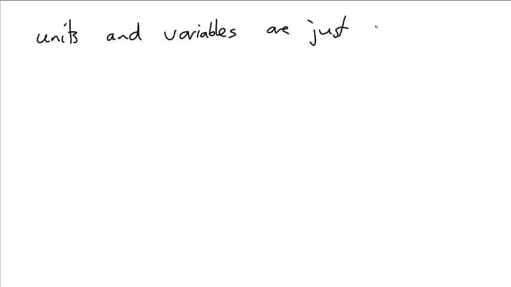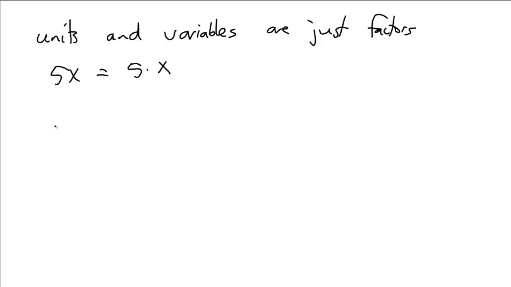Units and variables. This is a big result. Units and variables are just factors. They're really just factors. So 5x is really 5 times x.